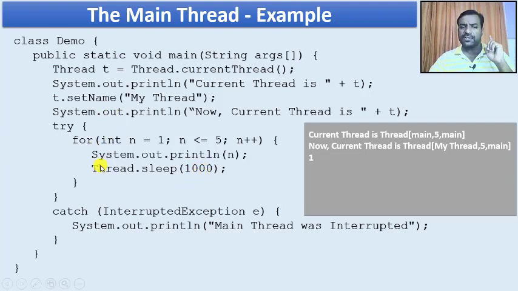Clear? And after 1 second it will wake up, resume, come back and print the value of n as 2 and go to sleep, wake up, print 3, print 4, print 5, and once the for loop execution is completed I will come out of my program, or the main thread has been destroyed. There's no more main thread.